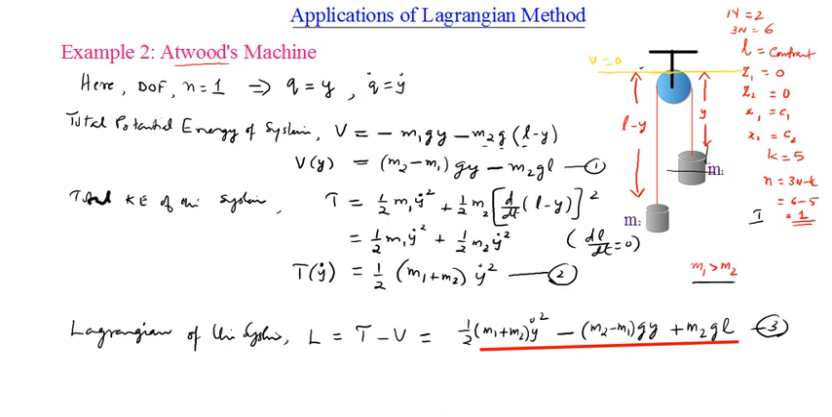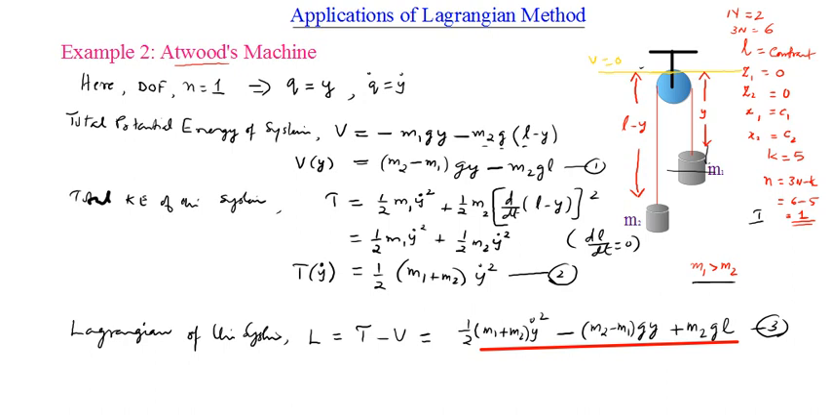This is the Lagrangian of the Atwood's machine, one of the Lagrangians. You may think of some other Lagrangian if possible. As I told you, the Lagrangian need not be unique. Now once you have got the Lagrangian, you know what is left: just substituting in the Lagrange's equation of motion.